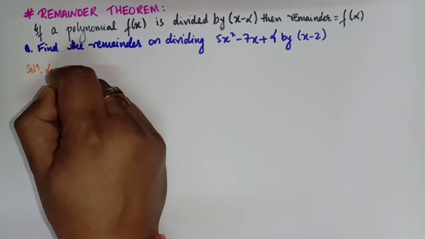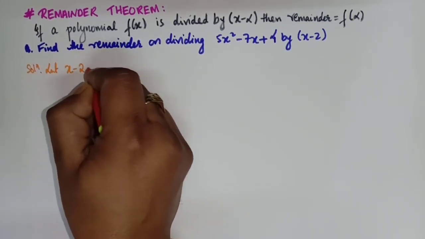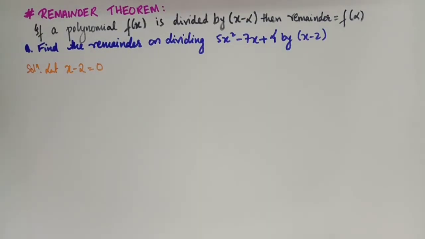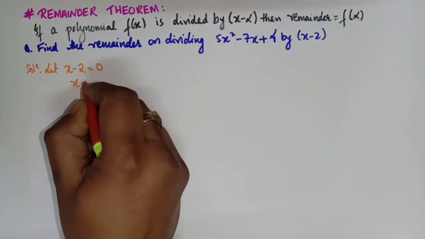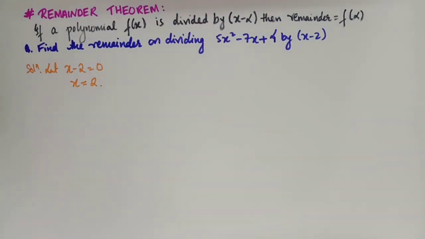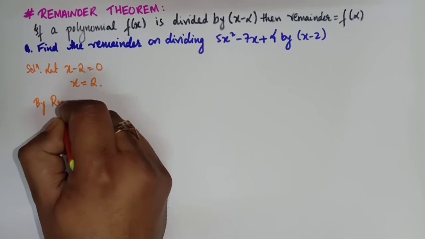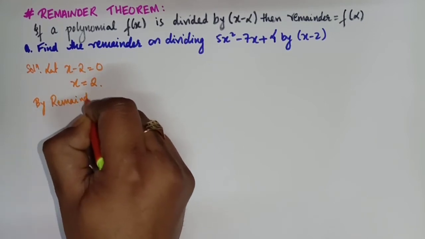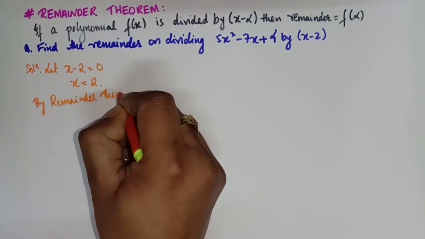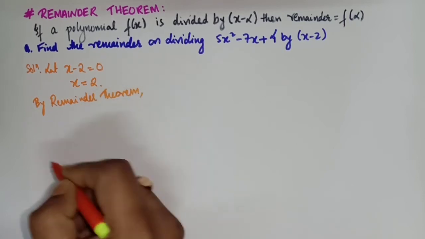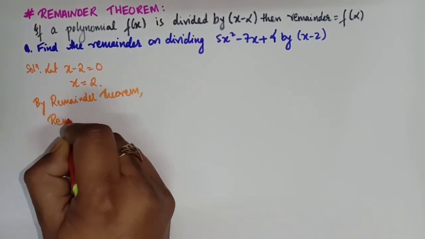So I'll take x minus 2 is equal to 0. What I'll get, x equals 2. So I got x equals 2. What I'm using here is the remainder theorem. What does the remainder theorem say? That directly you can write the remainder.